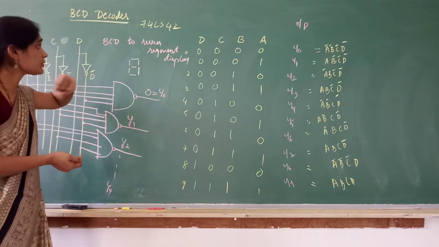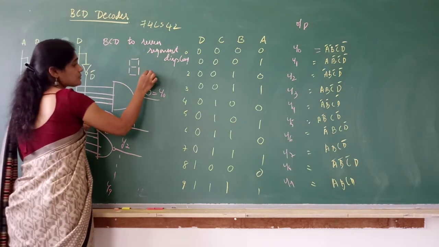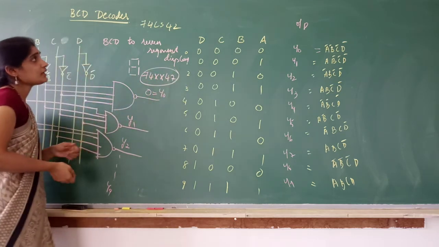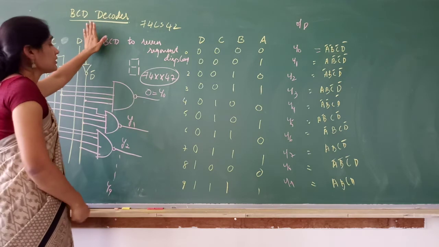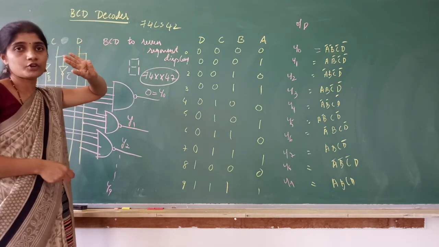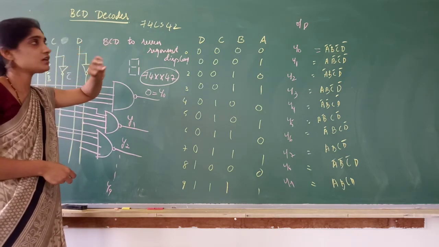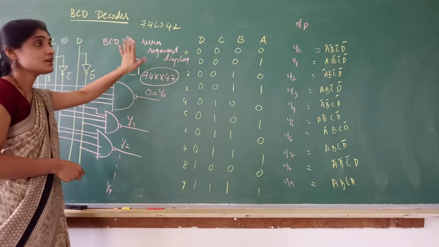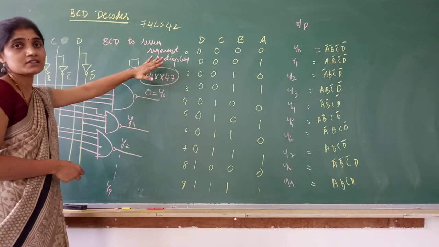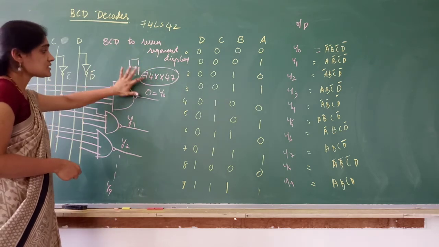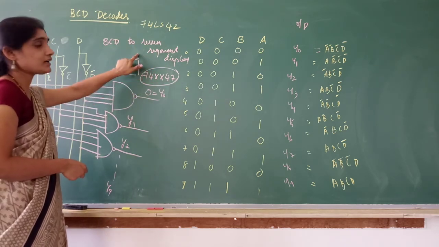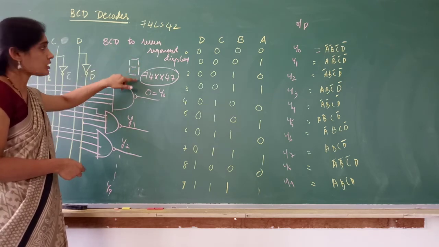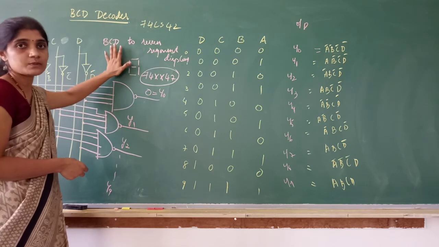The IC that you are using in your lab for BCD to 7 segment display is 74LS47. They'll ask you all these IC numbers. 74LS139 is the 2:4 decoder, 74LS138 is the 3 to 8 decoder, 74LS42 is the BCD decoder, and 74LS47 is the BCD to 7 segment display decoder. This is the IC that you are going to use in your lab to conduct this experiment. You finish that experiment, and we'll come back to this concept.